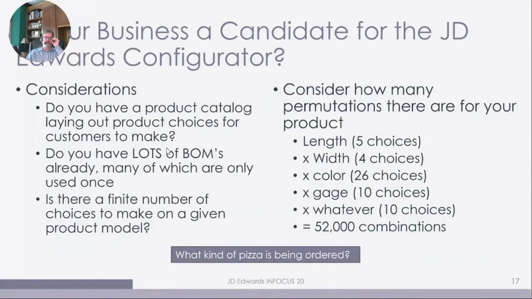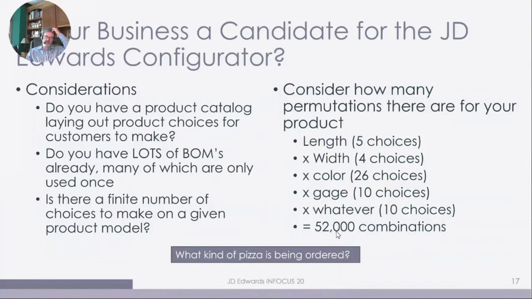Another indication is someone says, you know what, we have 3.2 million bills of material, and most of them are used once and never used again. That's an indication that you need a configurator, because you have lots and lots of one-time bills. And is there a finite number of choices to make on a given product model? This is kind of an example on the right here. If you've got 5 choices for length, 4 choices for width, 26 color choices, a gauge or thickness of the material with 10 choices, and whatever, another 10 choices, that right there is 52,000 combinations.